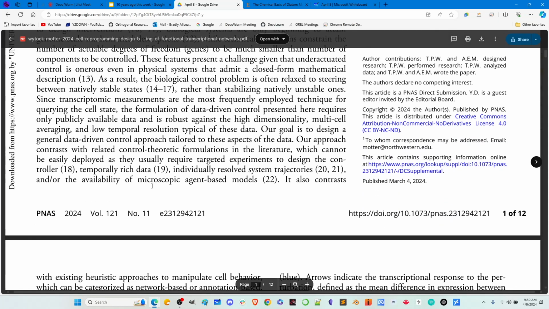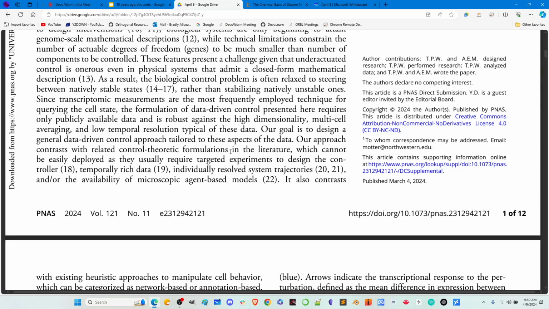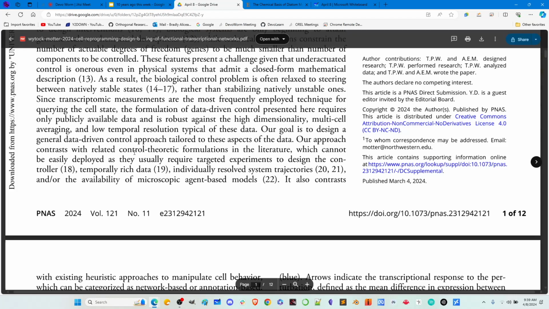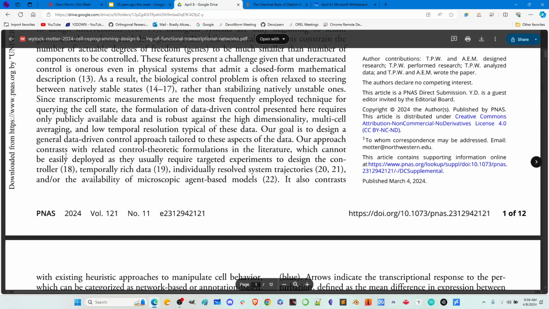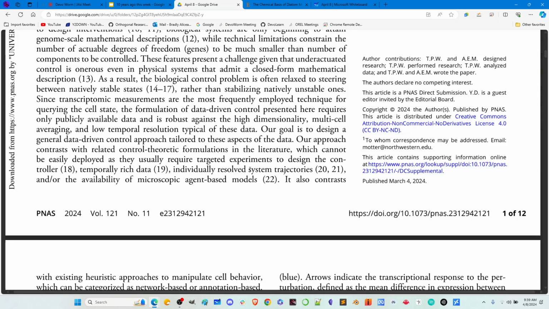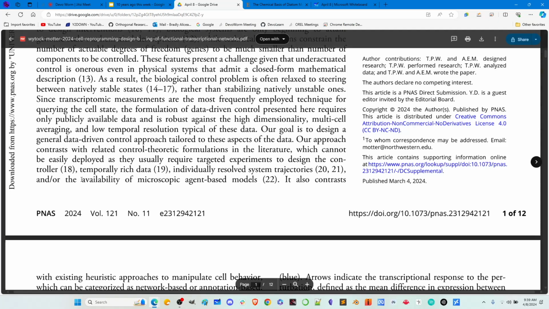So they talk about their goal here, which is to design a general data-driven control approach tailored to these aspects of the data. Their approach contrasts with related control theoretic formulations in the literature, which cannot be easily deployed, as they usually require targeted experiments to design the controller, temporally rich data, individually resolved system trajectories, and the availability of microscopic agent-based models. So these are citations 18 through 22.